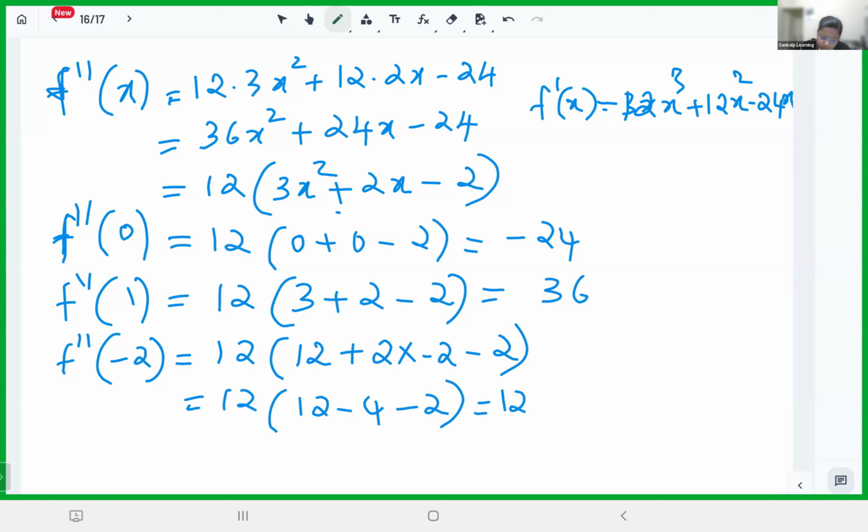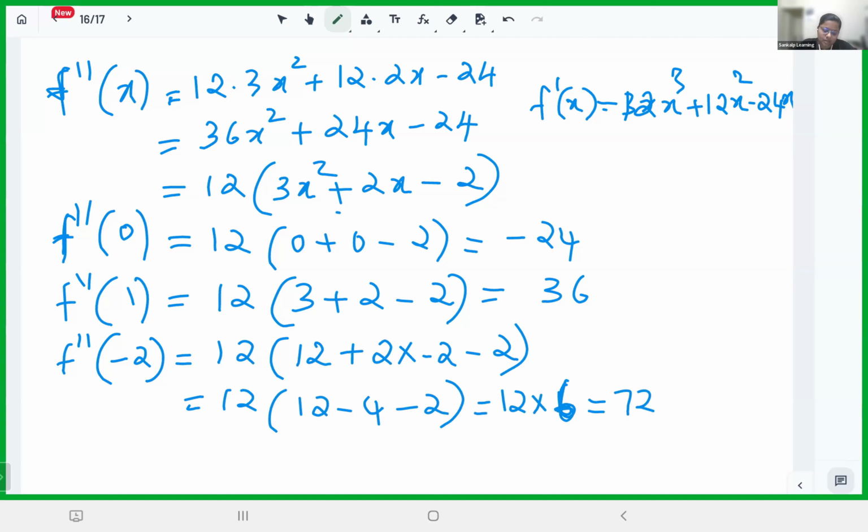So 12 minus 4 minus 2, actually it is 6. So 12 minus 6 is 6. So this will be 12 into 6. 12 into 6 is 72.